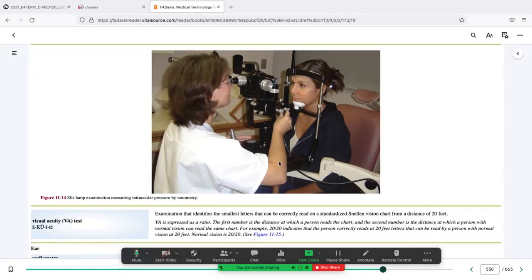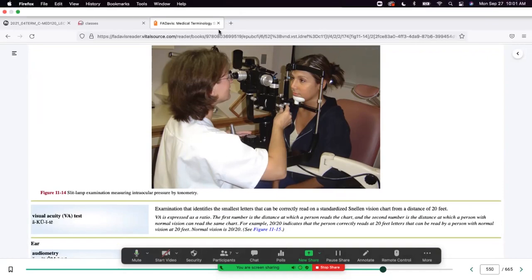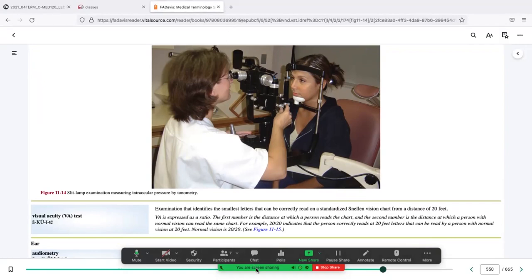Now, tonometry, this is a different machine. Tonometry, maybe you've experienced it. You stick your head in the machine and it blows air into your eyeball to measure the intraocular pressure and to see if you're at risk for glaucoma.